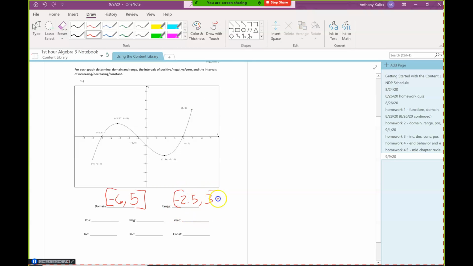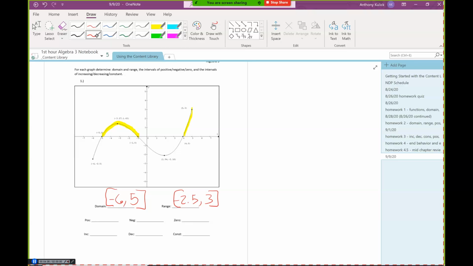Next up is positive, negative, 0. So the positive part of the graph is the part that's above the x-axis. So that's this part here, and then this part here. Agreed with that? Okay, so when we write these intervals for positive, negative, 0, or increasing, decreasing, constant, we're always describing the location of the graph, which really means we're using the x-coordinates.